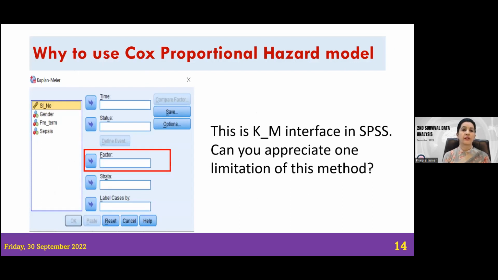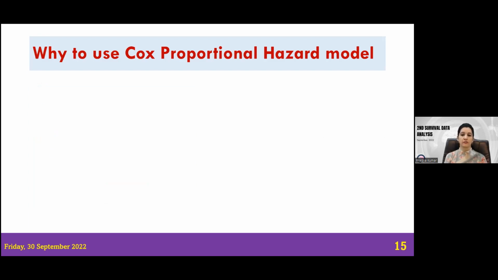Now we remember we have done this Kaplan-Meier interface in SPSS, and there I was saying that in the factor, you can have only one factor. So this is one of the limitations, that you cannot check for other confounders. In case of survival, maybe if the person already had an attack of cardiovascular disease, CHD, in the past, that can act as a confounder, but you cannot check that in the Kaplan-Meier curve.